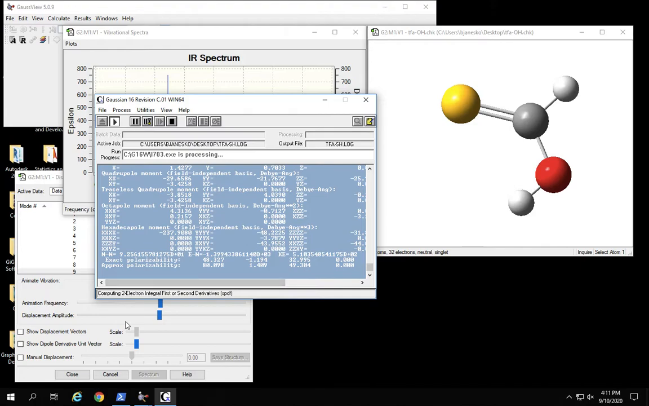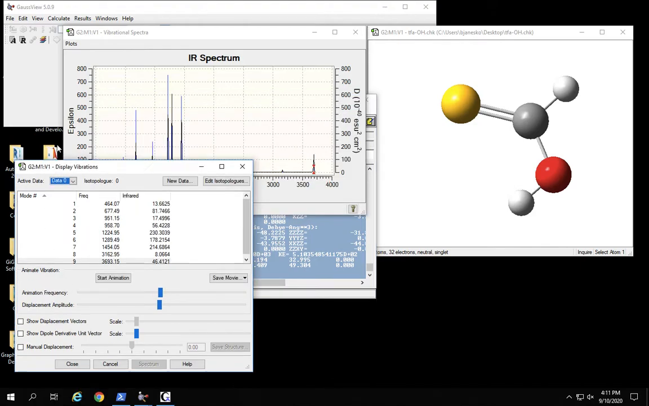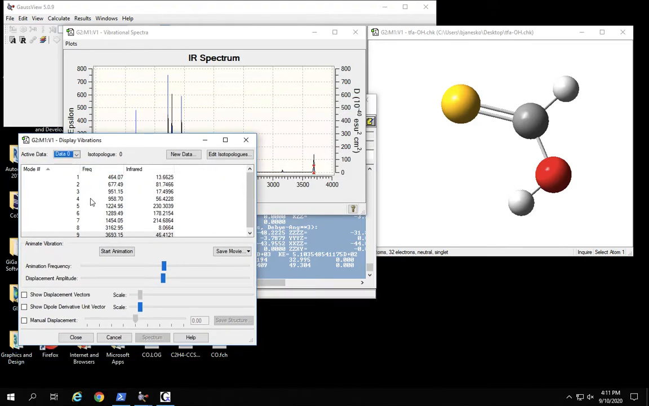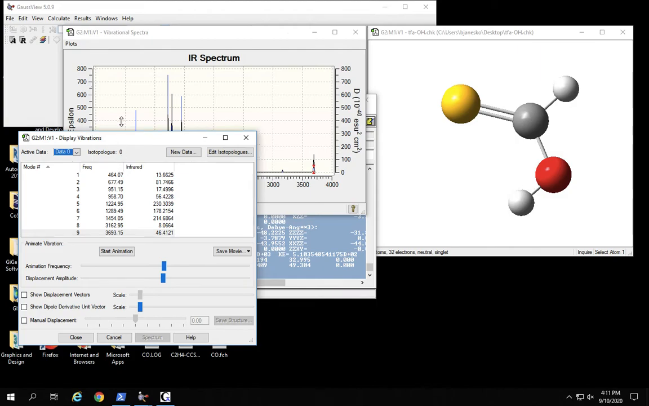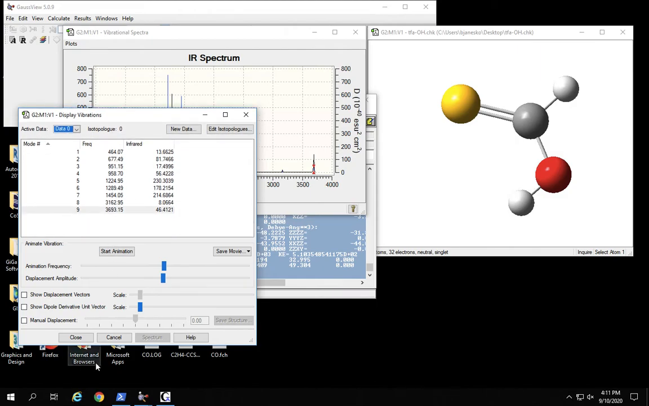Just as an aside, look at this list. I have 1, 2, 3, 4, 5, 6, 7, 8, 9 vibrational modes. And if I looked at the log file for this molecule, I'd have 15 quote-unquote vibrational peaks. The first 6 would have very, very low, almost zero frequencies, because they wouldn't correspond to vibration. They correspond to translation of the center of mass and rotation about the center of mass.